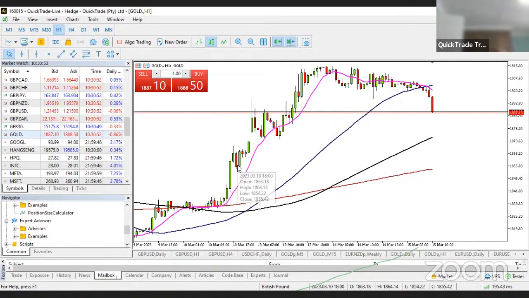The dollar's still getting a bit stronger. It has risen today in the last about 6 hours or so from 103.45 to 103.75.